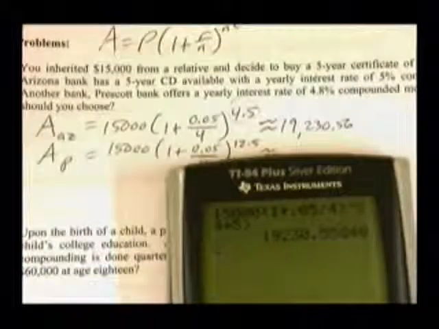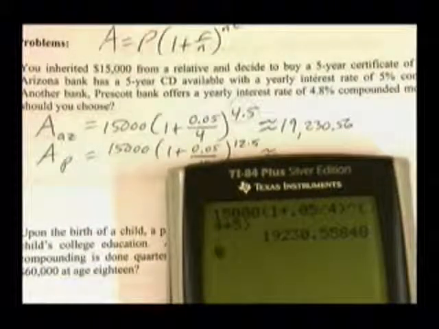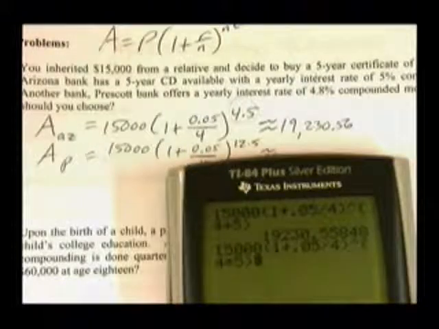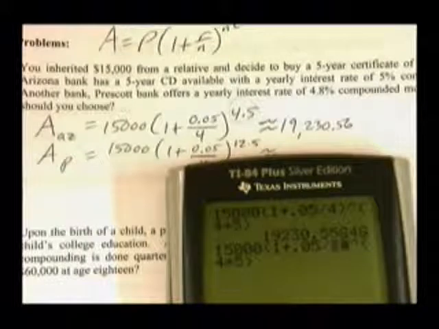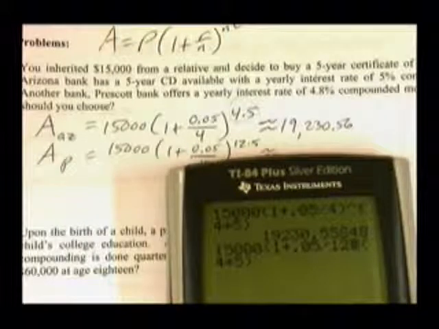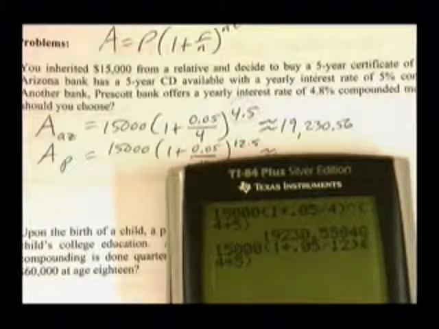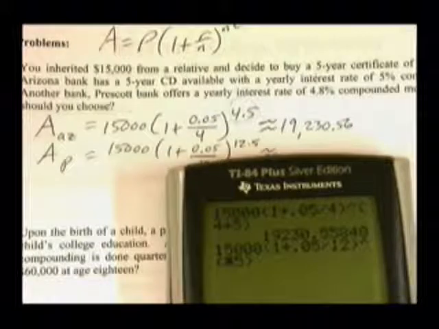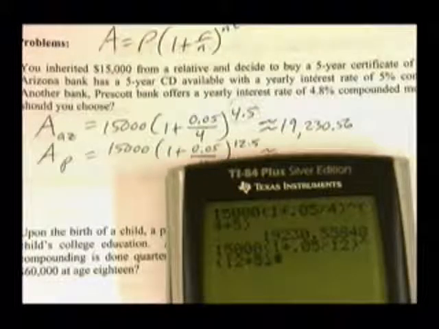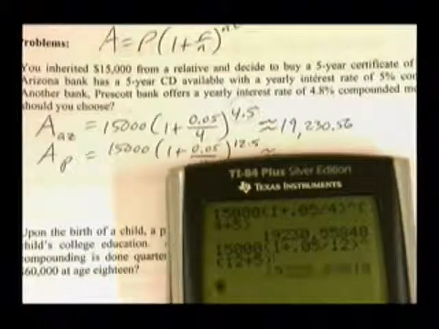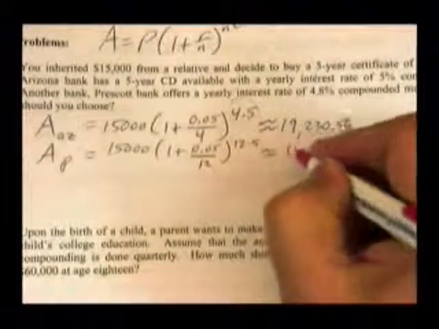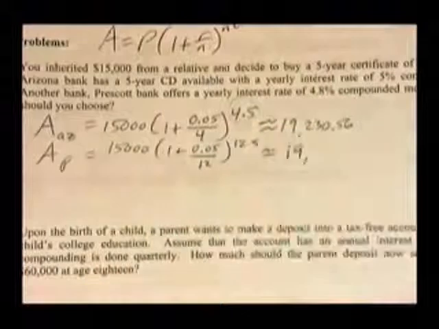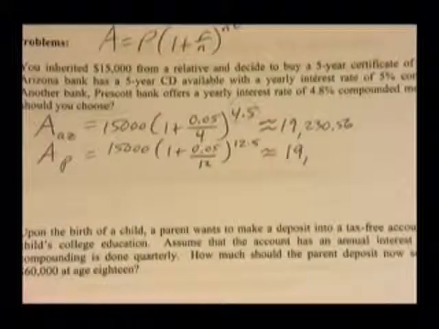Instead of having to type in the whole thing again, I'm going to hit second enter, which is going to retype it for me. I'm going to go in here and change that from a 4 to a 12. Close my parentheses, raise to the parentheses 12 times 5. Alrighty. And that gives me 19,000.